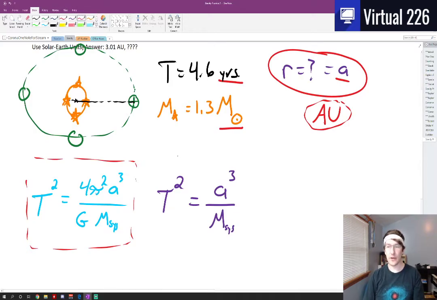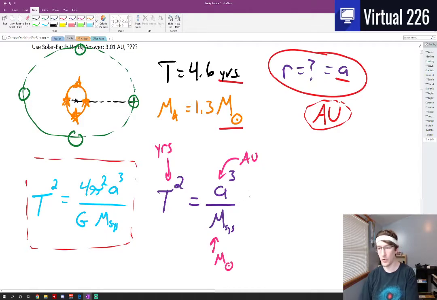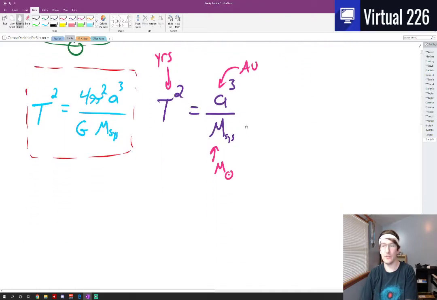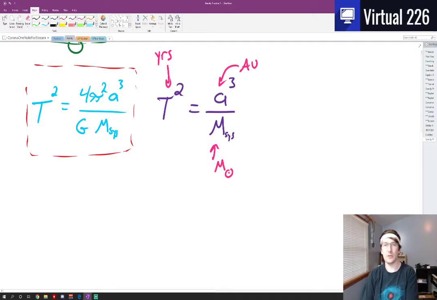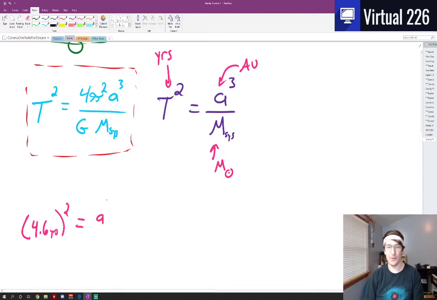But the only thing we need to be aware of here is this period has to be in years, this has to be in astronomical units, and this has to be in solar masses. So since we have everything in years and solar masses, and we can solve for things in astronomical units, it's just a different distance, this problem quickly becomes solvable. We can say that our period, 4.6 years, squared equals a semi-major axis cubed, which is what we're looking for, divided by the mass of our star in this case, which is 1.3 solar masses.